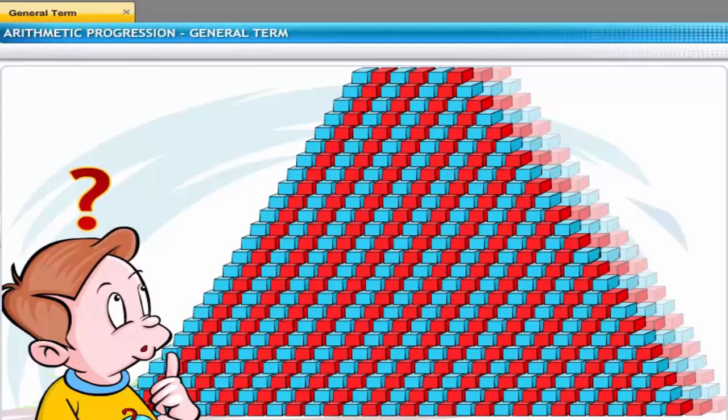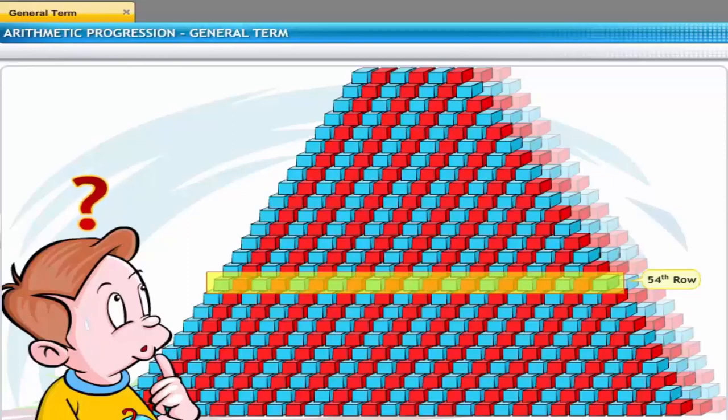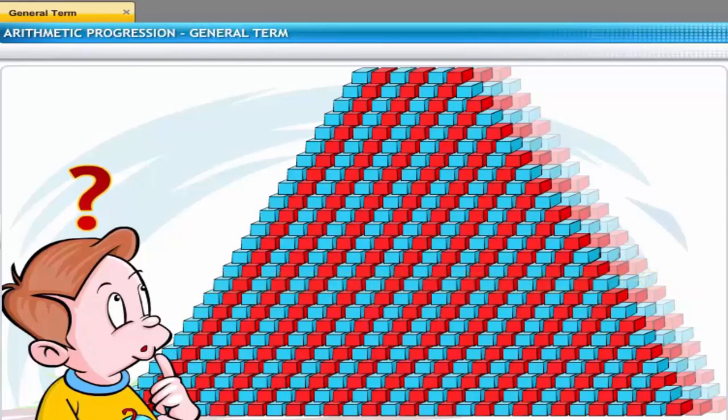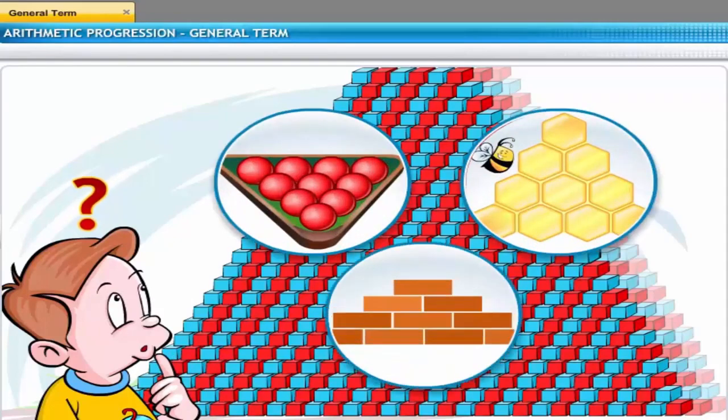However, consider a situation where the pyramid is much higher, maybe 200 bricks. How many bricks would the child need for the 54th row? It's a little more difficult to figure out, right? You may often need to make such calculations whatever field you choose to work. For example, in construction activities or even in financial matters, you will need to work with patterns.